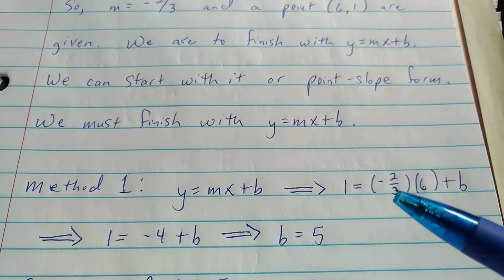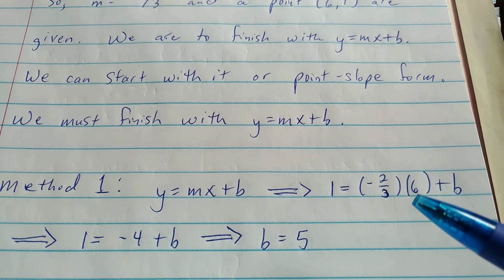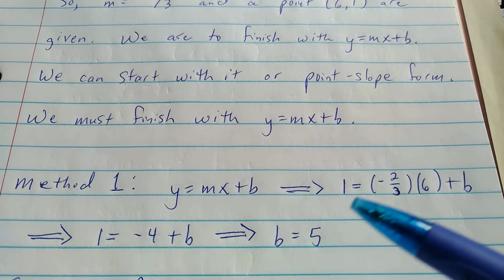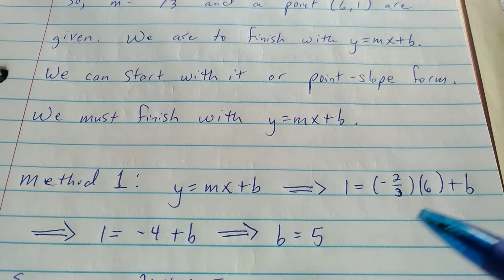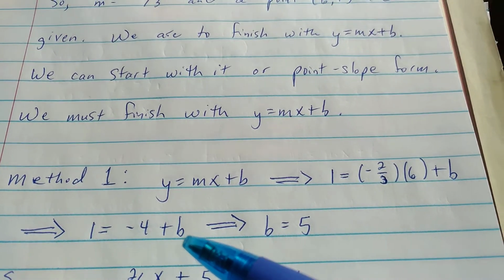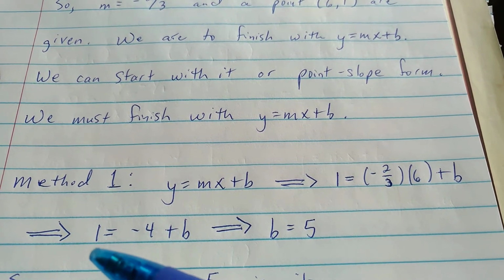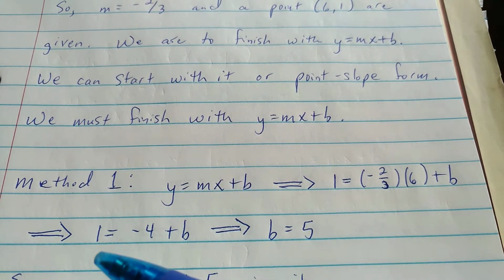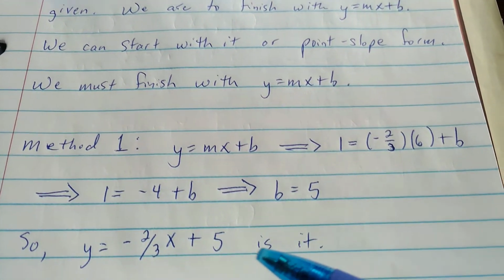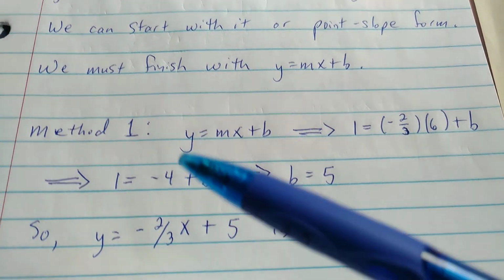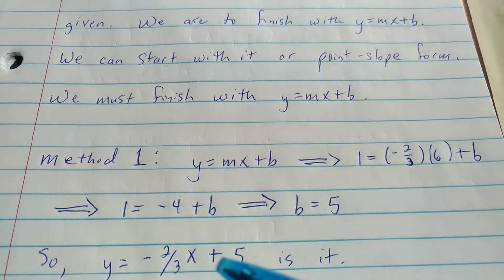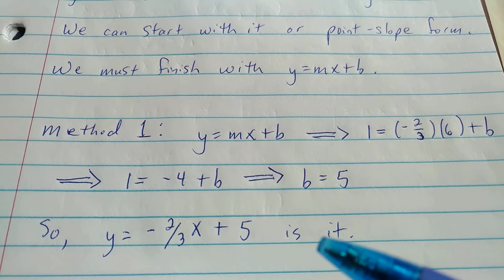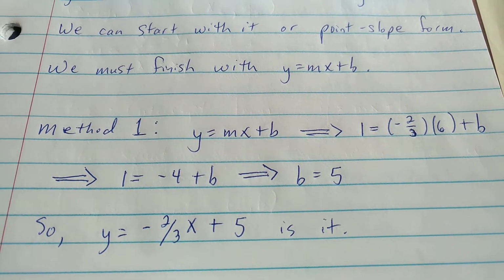If you take a look at this arithmetic, 3 will go into 6 twice, and then 2 times negative 2 is negative 4. That's where this negative 4 came from. The 1 equals remains 1 equals. The plus b remains plus b. To finish this problem solving for b, we add 4 to both sides. Well, 1 plus 4 is 5. 4 added to negative 4 is 0, and 0 plus b is b. So adding 4 to both sides gives me b equals 5. And so y equals the given slope, negative 2/3 times x, plus the b we just found, 5, is it. That's our slope-intercept form for this problem that we were asked to find.